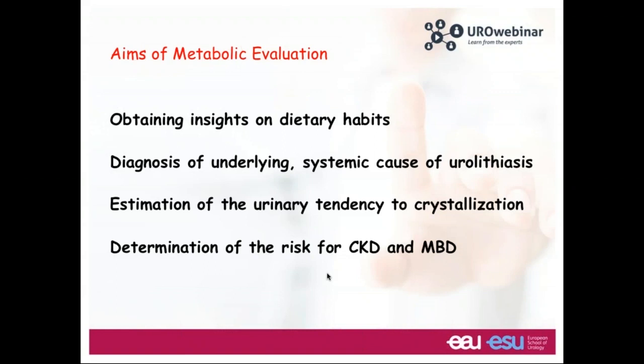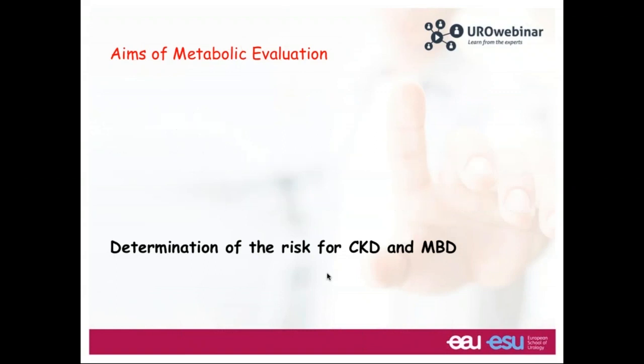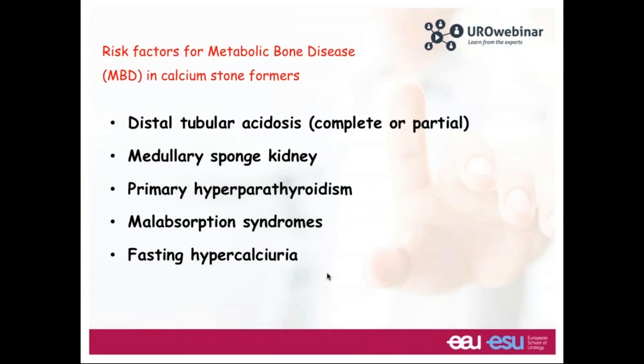Last but not least is to determine the risk that the specific patient has for chronic kidney disease or metabolic bone disease. So if you have patients with distal tubular acidosis, medullary sponge kidney, hyperparathyroidism, or malabsorption syndromes, then they could be prone to metabolic bone disease. So keep that in mind and discuss with a specialist, either a nephrologist or an endocrinologist, because you are not experts in metabolic bone disease. But we have to think and evaluate the patients for these.